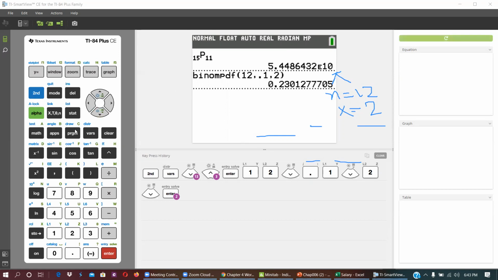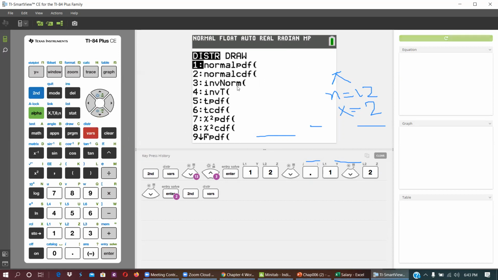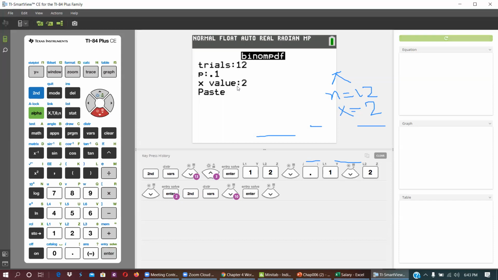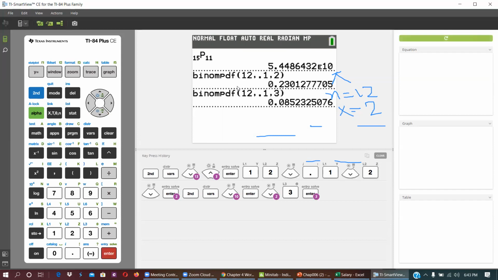So this is how we do it. Now I would like to see what is the probability of event 3. Instead, I'm going to put 3 here. What is the answer here? 8.5%, which is 0.085. What is the probability of 3 cars being late? It is 8.52%. So this is the answer.